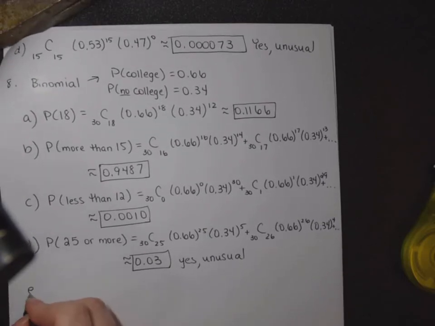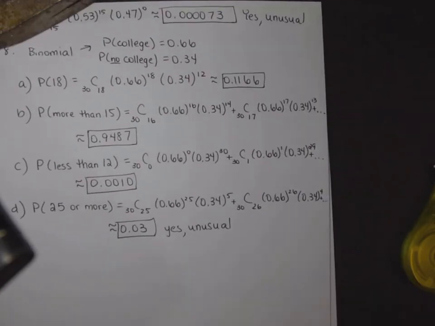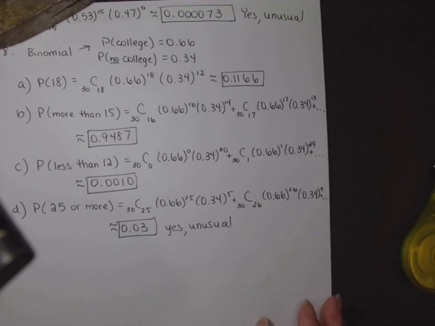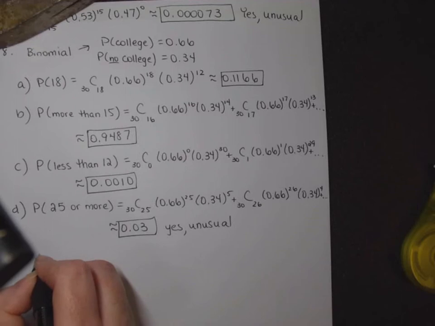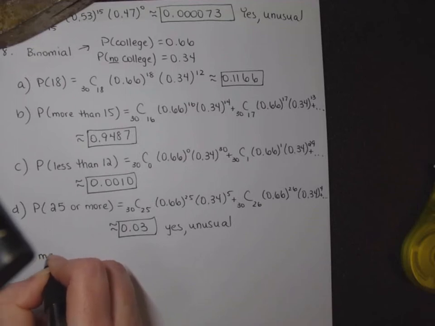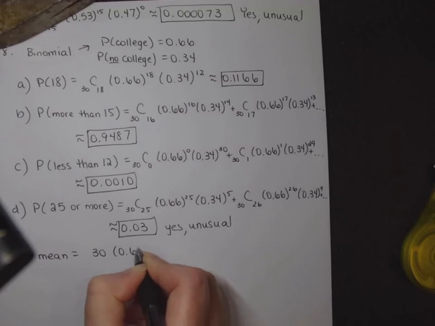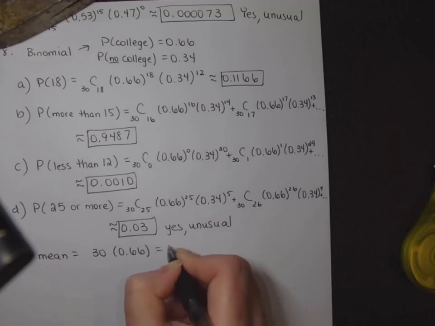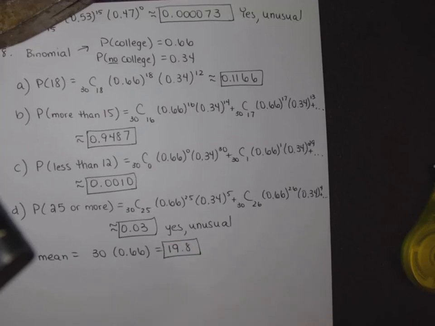Part E says, what is the mean number who graduate and enroll in college? So for that one, you would just need to use the numbers you got, right? Out of 30, there were 66% of them, so you just multiply them. So it ends up being about 19.8, so a little bit less than 20.